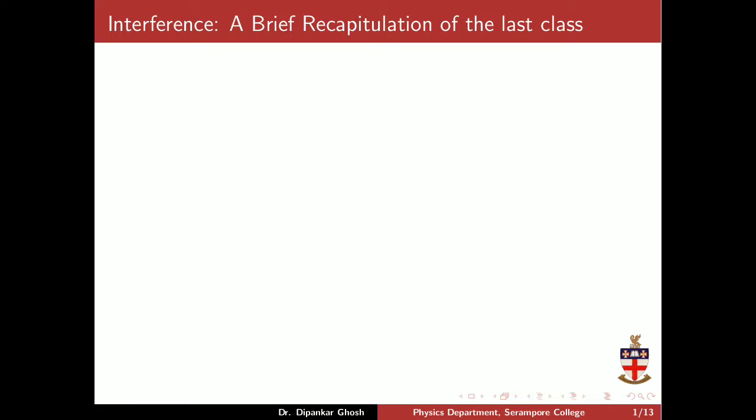Today we are going to discuss primarily interference by division of amplitude. But before we do that, as I have done in my previous two lectures, let's have a brief recapitulation of the last class. So what did we learn from the last few classes?